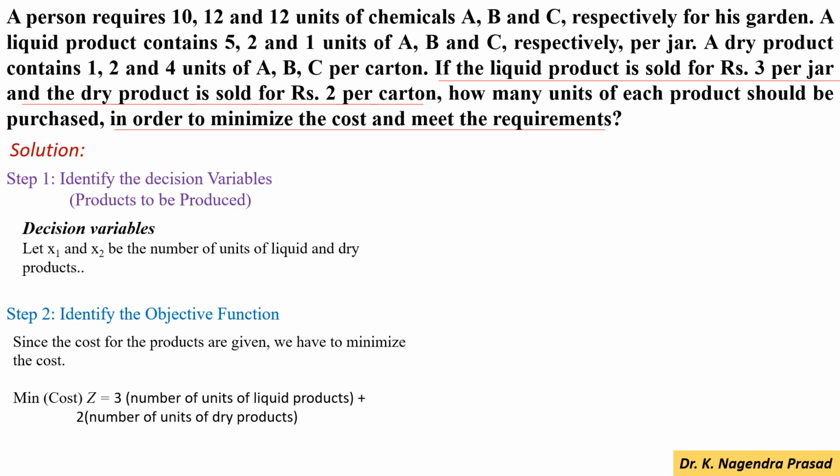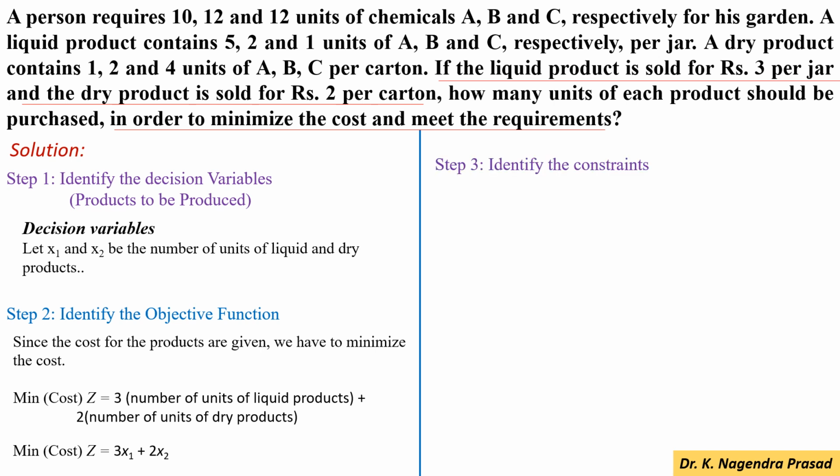decision variables. So let's consider x1 equal to the number of units of the liquid products and x2 is the number of units of the dry products. Then the objective function will become the minimum cost, that is Z equal to 3x1 plus 2x2. Next step is identify the constraints.